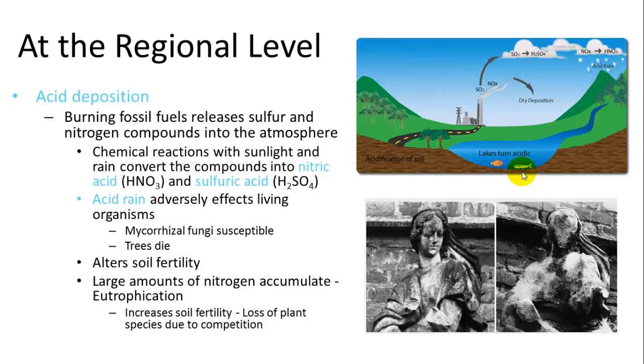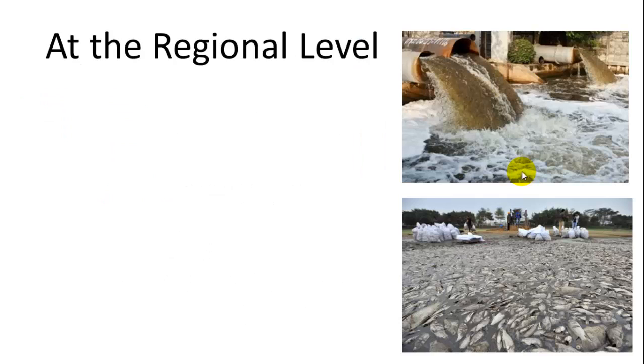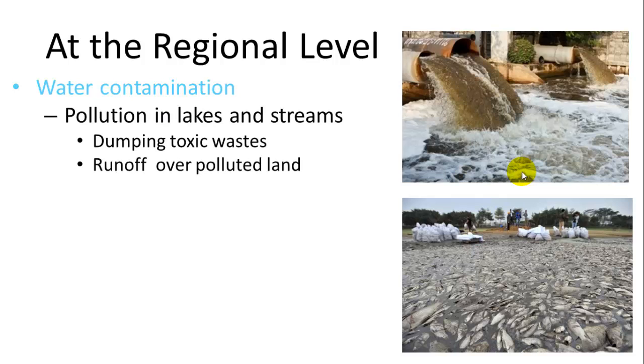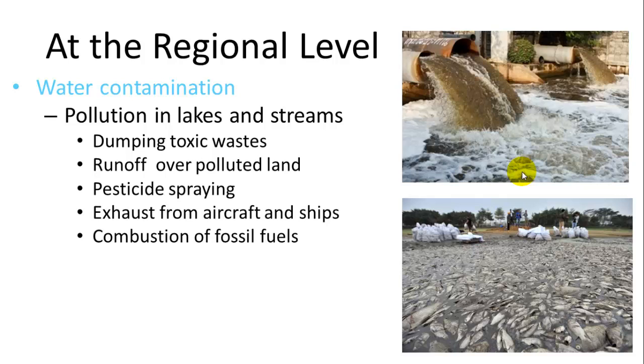Now, because of stricter emissions controls, most of this has been controlled for in the northeastern United States. However, it is still a problem in some areas. Another problem, which of course affects a lot of plants, is water pollution or water contamination. Toxic waste, runoff from polluted land, pesticide spraying, all of that is going to eventually come into waterways and affect the plants and animals which live in them.